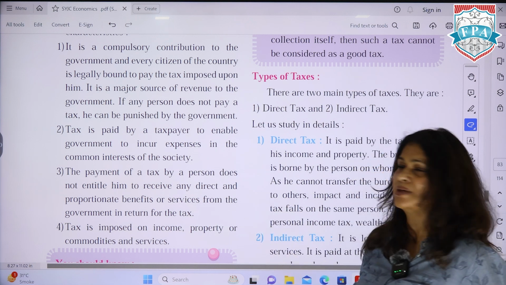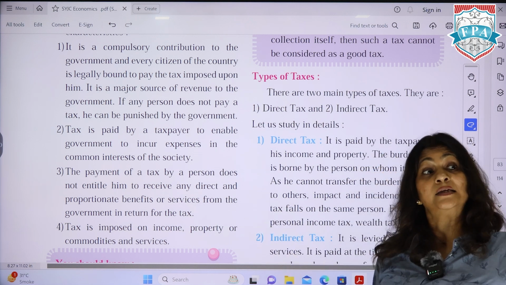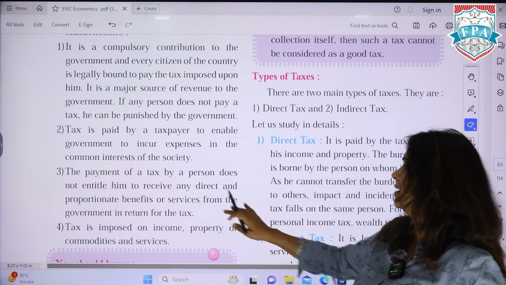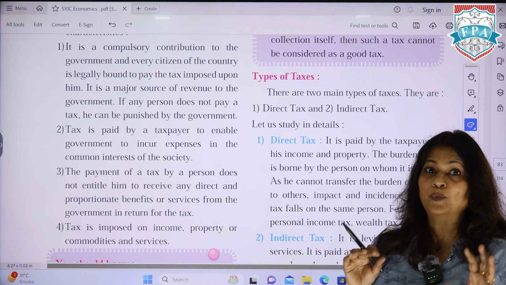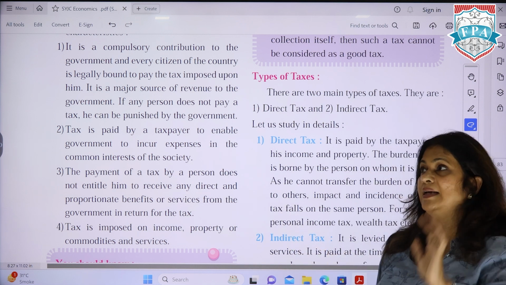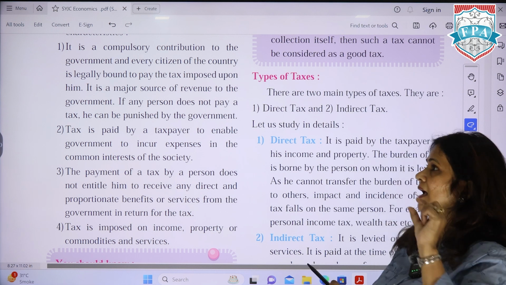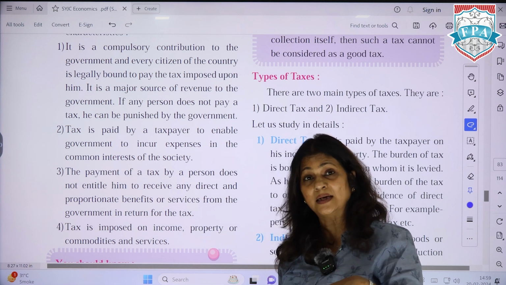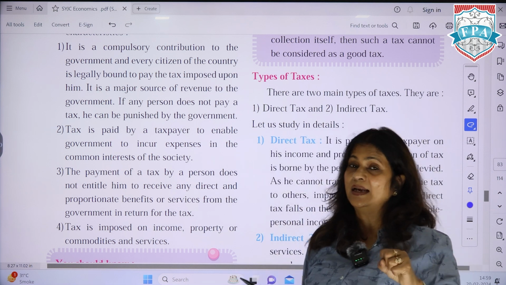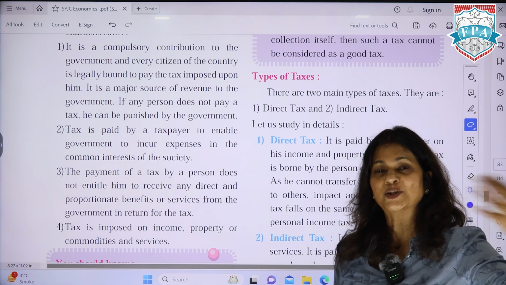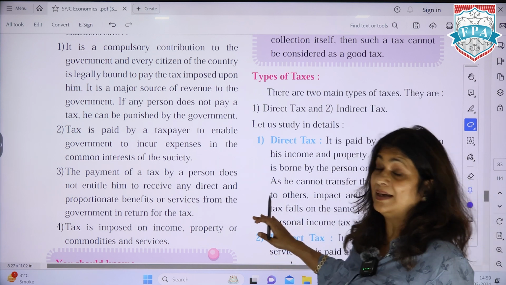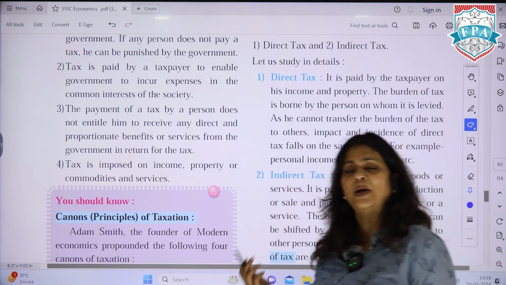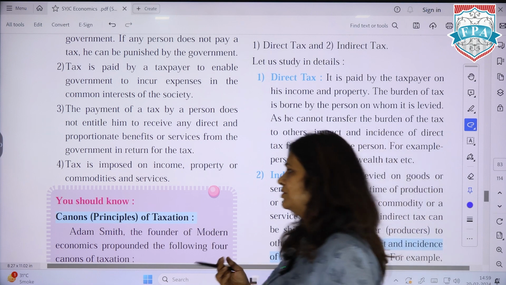The payment of tax does not entitle him to anything directly, like if you are paying tax, then this road is yours, you can travel from here, or you get some benefit. There is no direct entitlement of any proportionate or direct benefits. But yes, this tax has to be essentially paid by the individual earning a particular amount of income. In our country, this tax which the government collects allows the government to spend on the public itself. People who are paying tax do not get any kind of direct or proportionate advantage. The tax is imposed on property, income, any kind of revenue which is being generated.